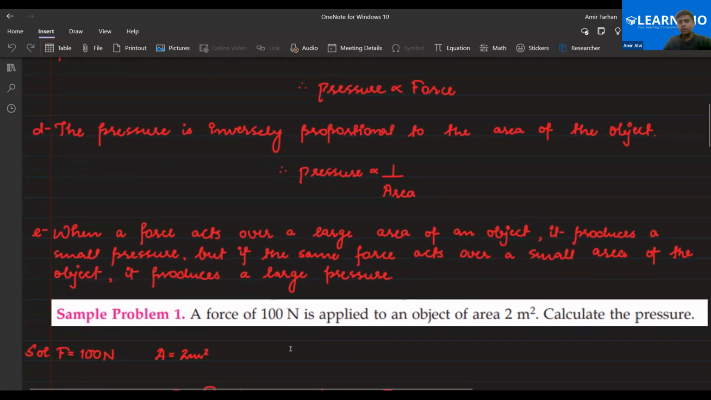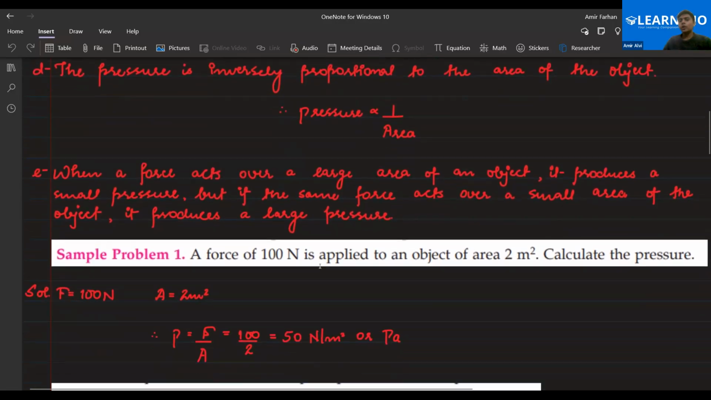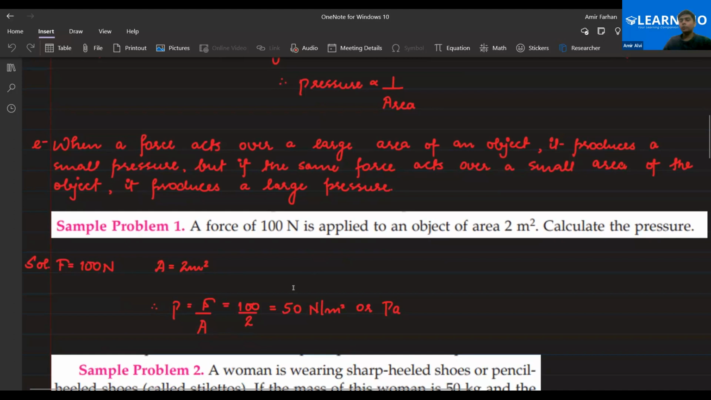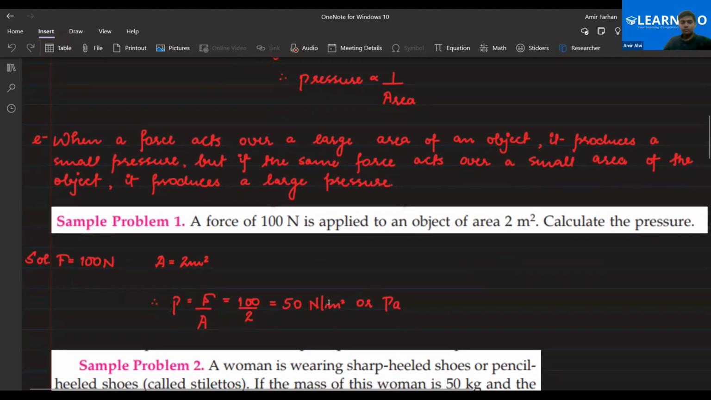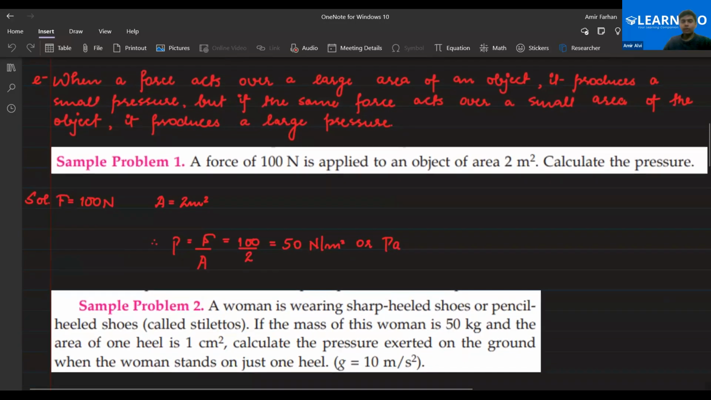Good. So this is a simple question in which we have to find the pressure. 100 by 2, sorry, 50 Pascal would be the pressure exerted on the area. Try to solve this one and do let me know the answer fast.